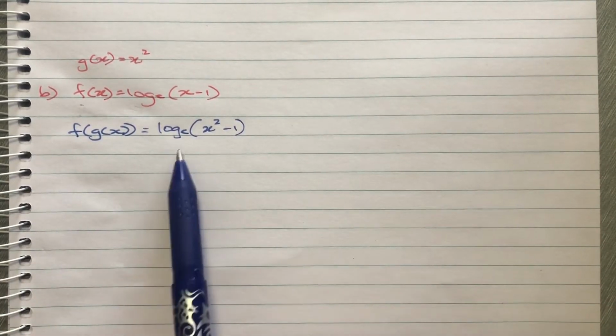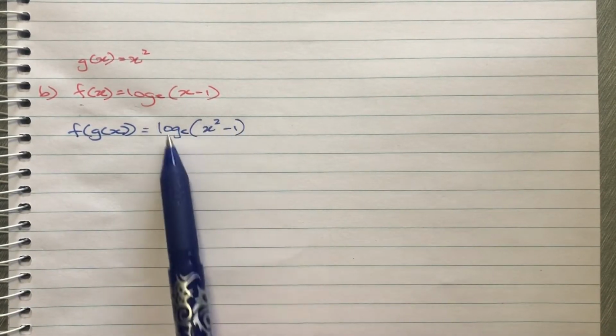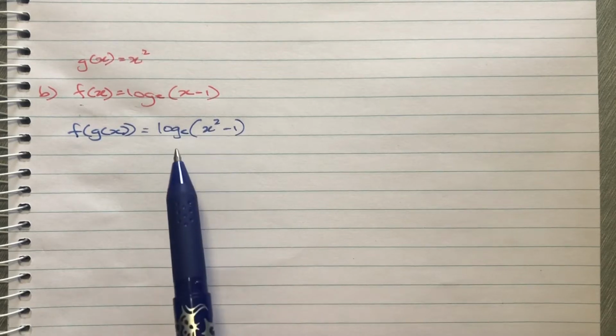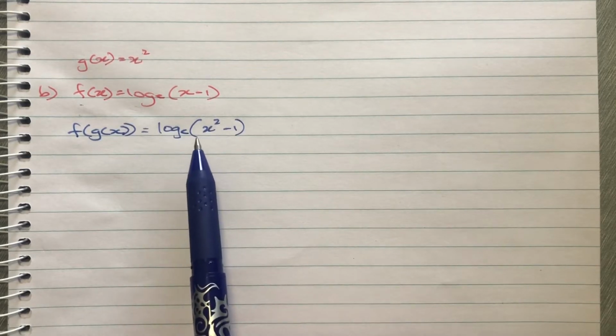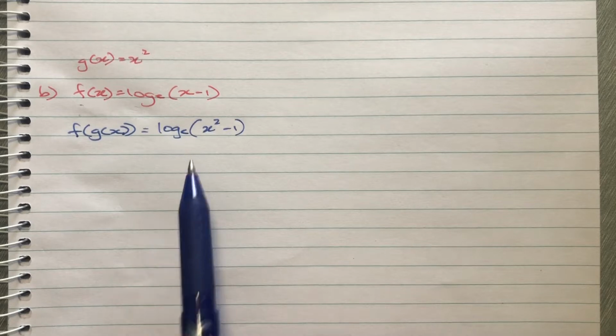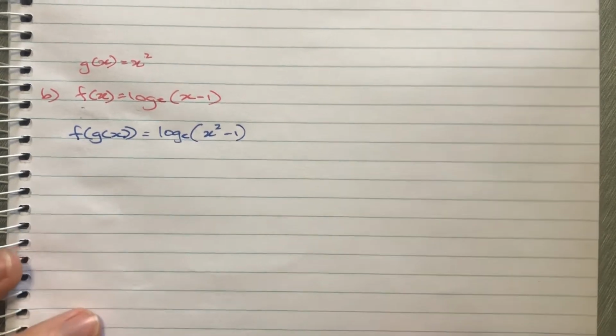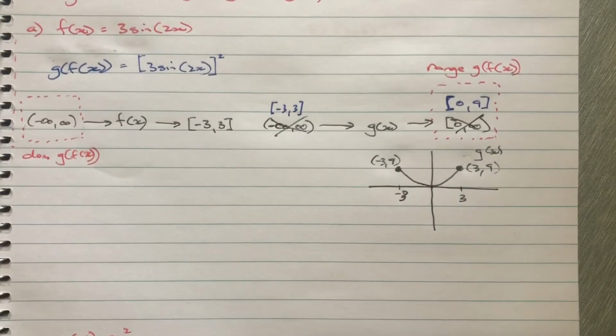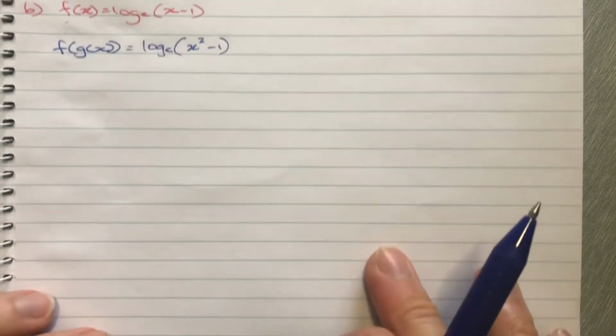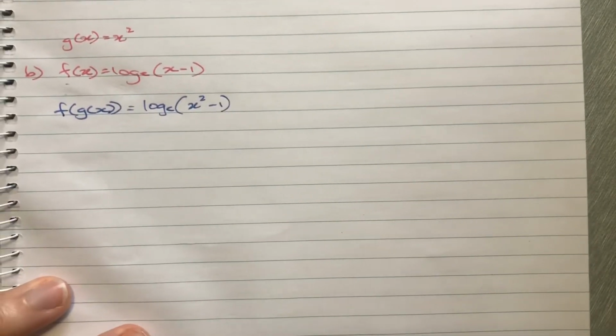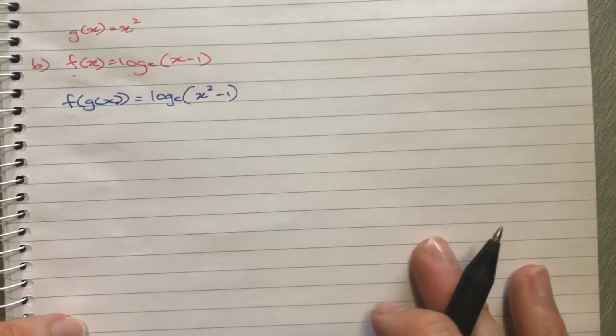Now again, you don't even need to know what this looks like. The squared might change things a little bit, but you don't need to know what it looks like at all to work out what the domain and range are. Alright, so let's set the same thing up as we did up here. Let's have a look at the values that go into the inside section and then work from there. So inside we have g of x, so that's where we're going to start.